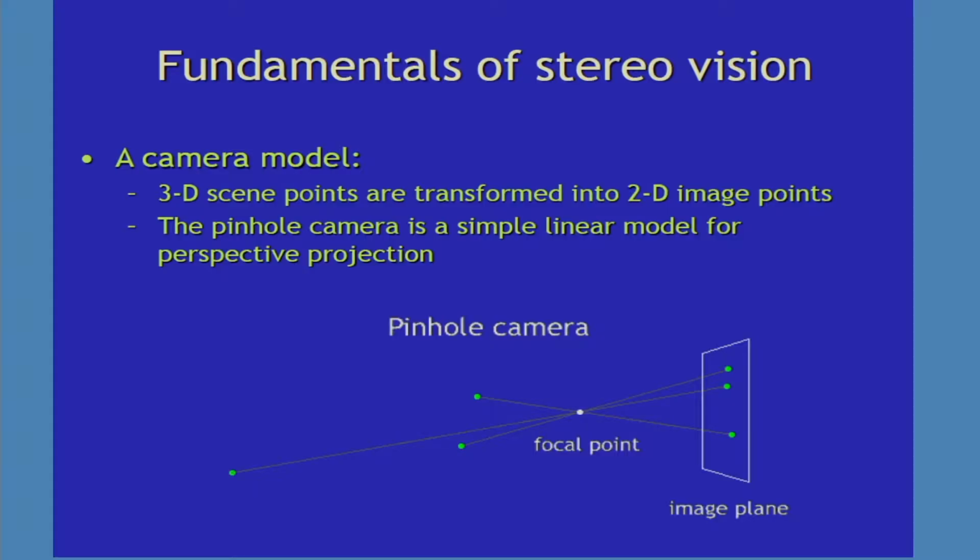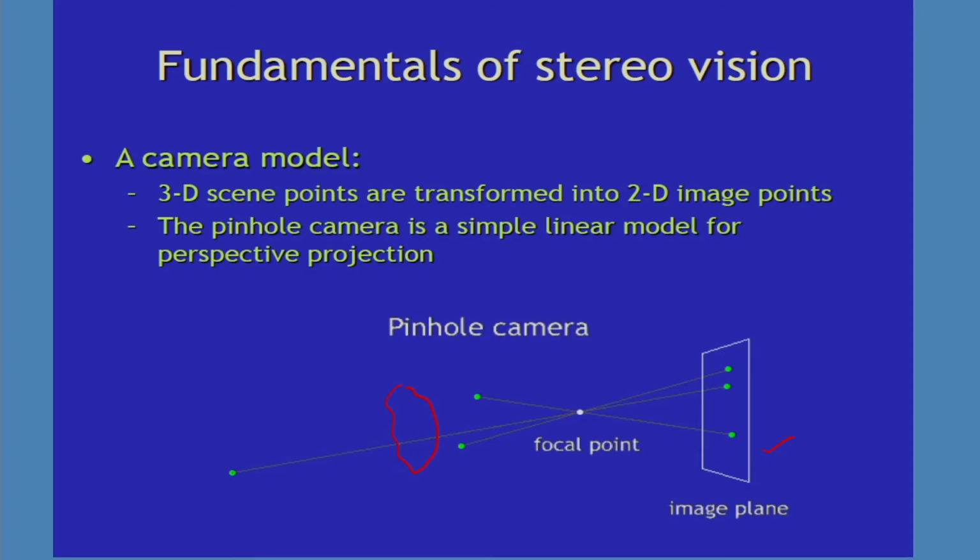Here I have shown the image formation concept that I have already explained, that is the pinhole camera model. It is a very simple, linear model, and it corresponds to the perspective projection. I have shown the pinhole camera and the image plane, and suppose this is the object. The object may be something like this. I am getting the 2D image in the image plane. So this is nothing but the perspective projection.